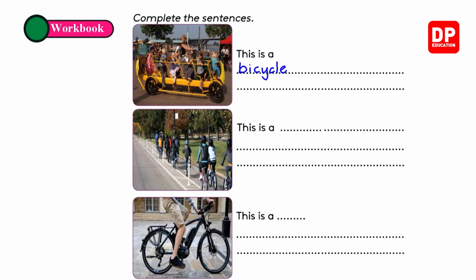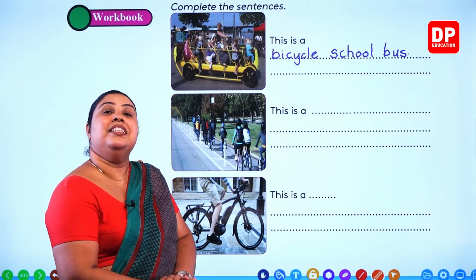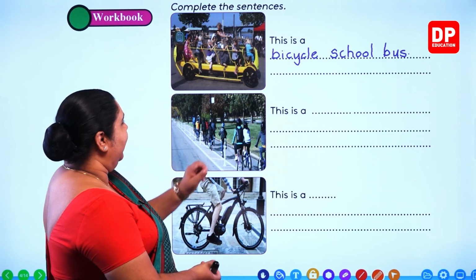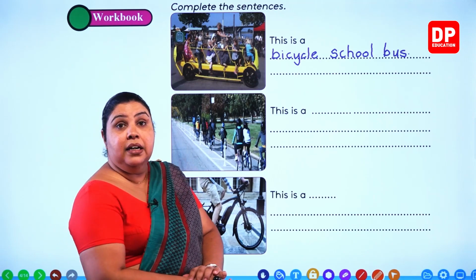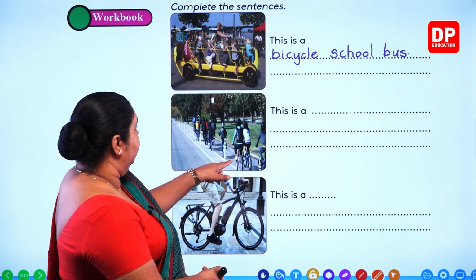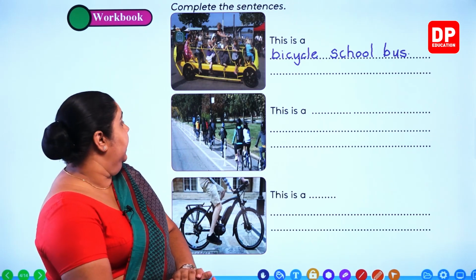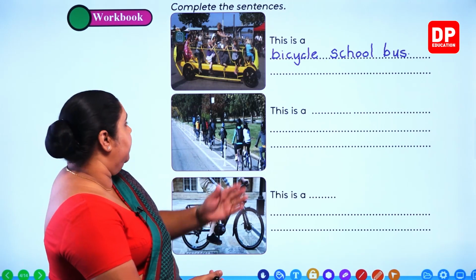B-I-C-Y-C-L-E. This is a bicycle school bus. Now the second sentence. Look at this. This is a what? This is a bicycle lane. They all go in the bicycle lane.